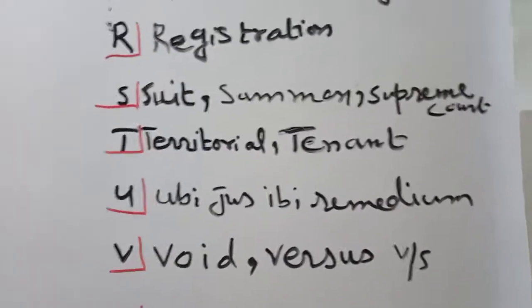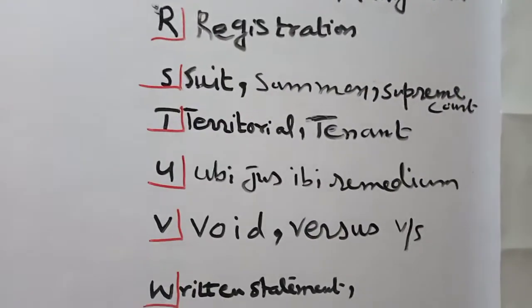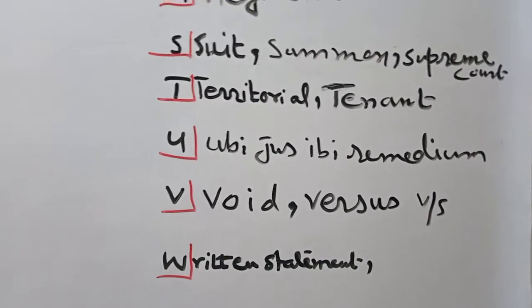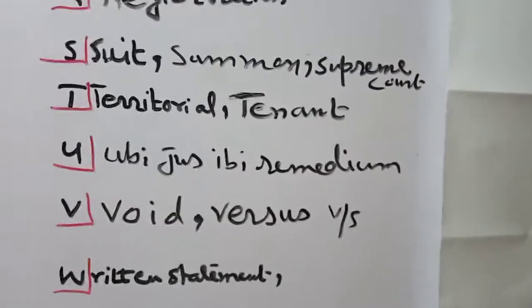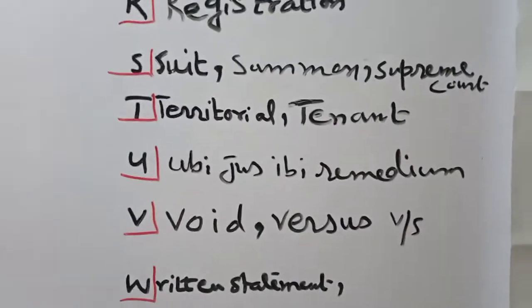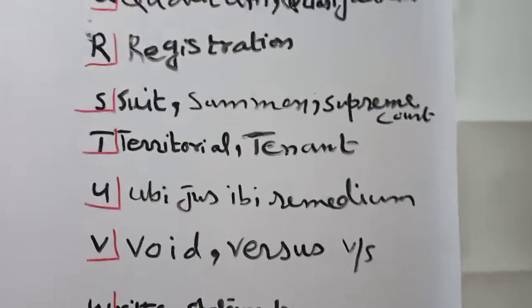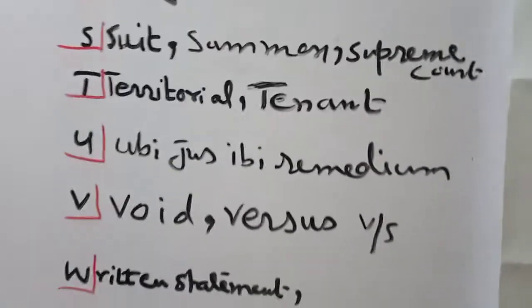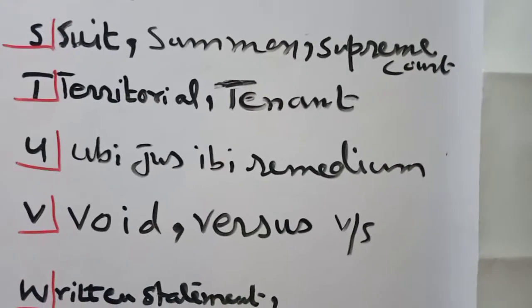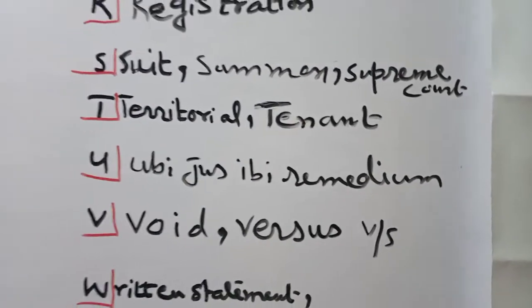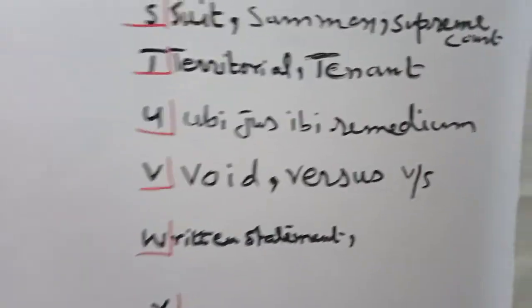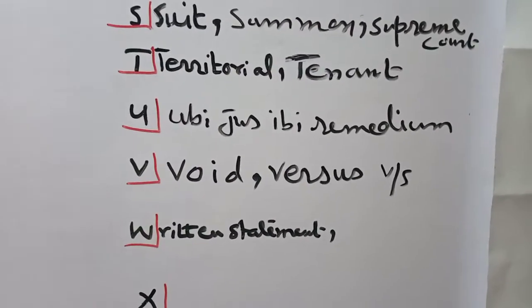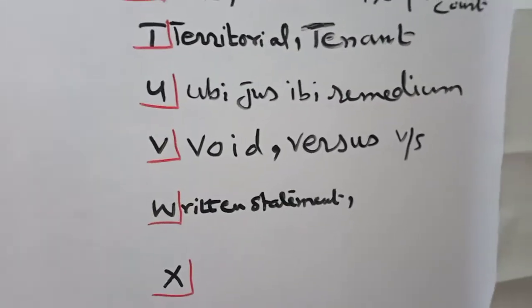Now suit. Suit, I told you, is when you make a plaint and submit it in a court and it is given a number, it is called suit. Summon means any notice, court notice, to inform any person, is called summon. Supreme Court means superior court. There is civil court, then district court, then high court, then Supreme Court.